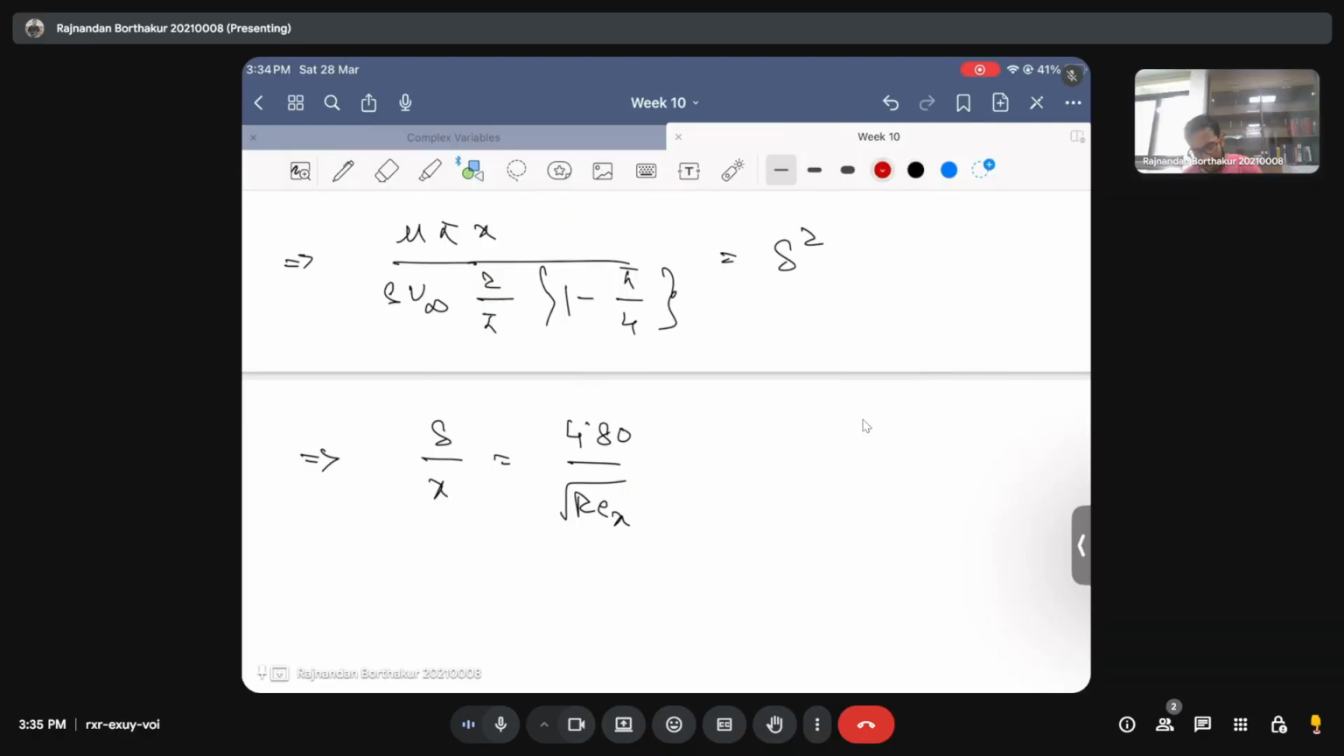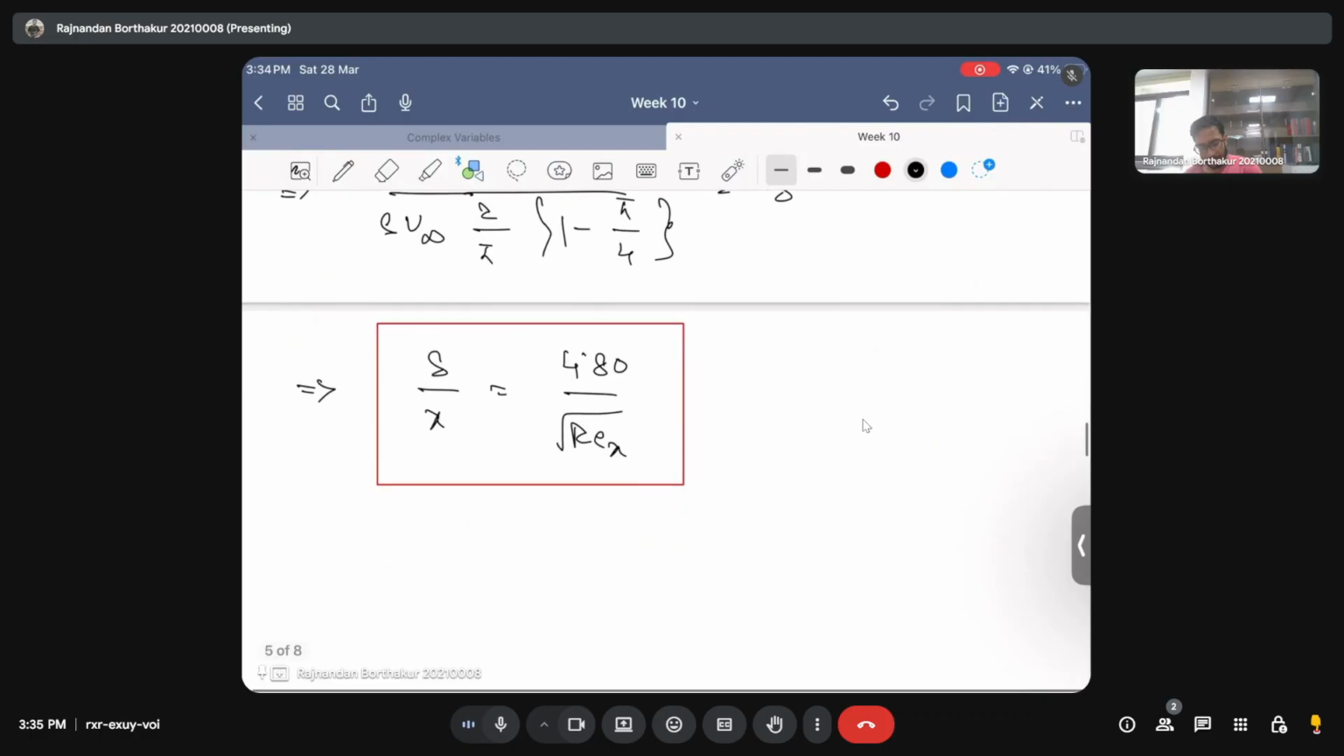So that's typically the relationship for the boundary layer thickness, which varies as a function of x. Again you can see this is very close to Blasius's result.